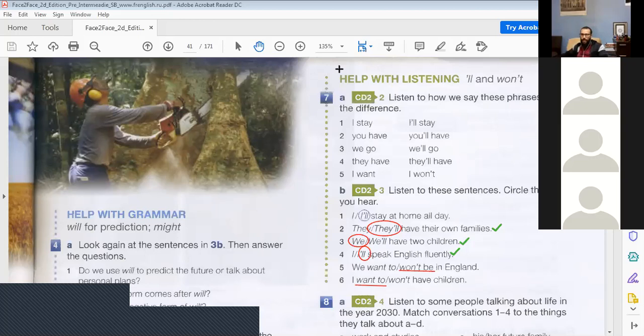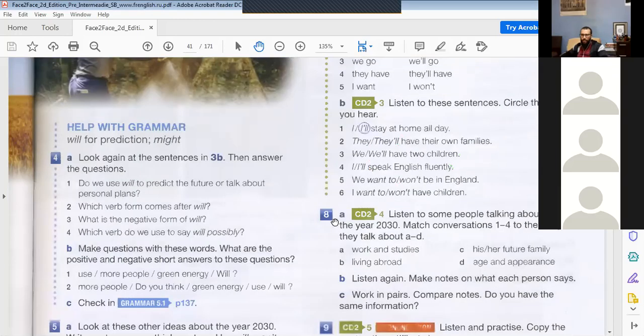Now, let's move to exercise number 8. Let's take a look at number 8. So here in exercise number 8, we are going to listen to some people talking about life in the year 2030. So this means these people are, of course, making predictions. So they're talking about the future. What we want to do is match conversations number 1 to 4 to the things they talk about. So we are going to hear 4 conversations, 1, 2, 3, 4, and we want to match them to A, B, C, D.